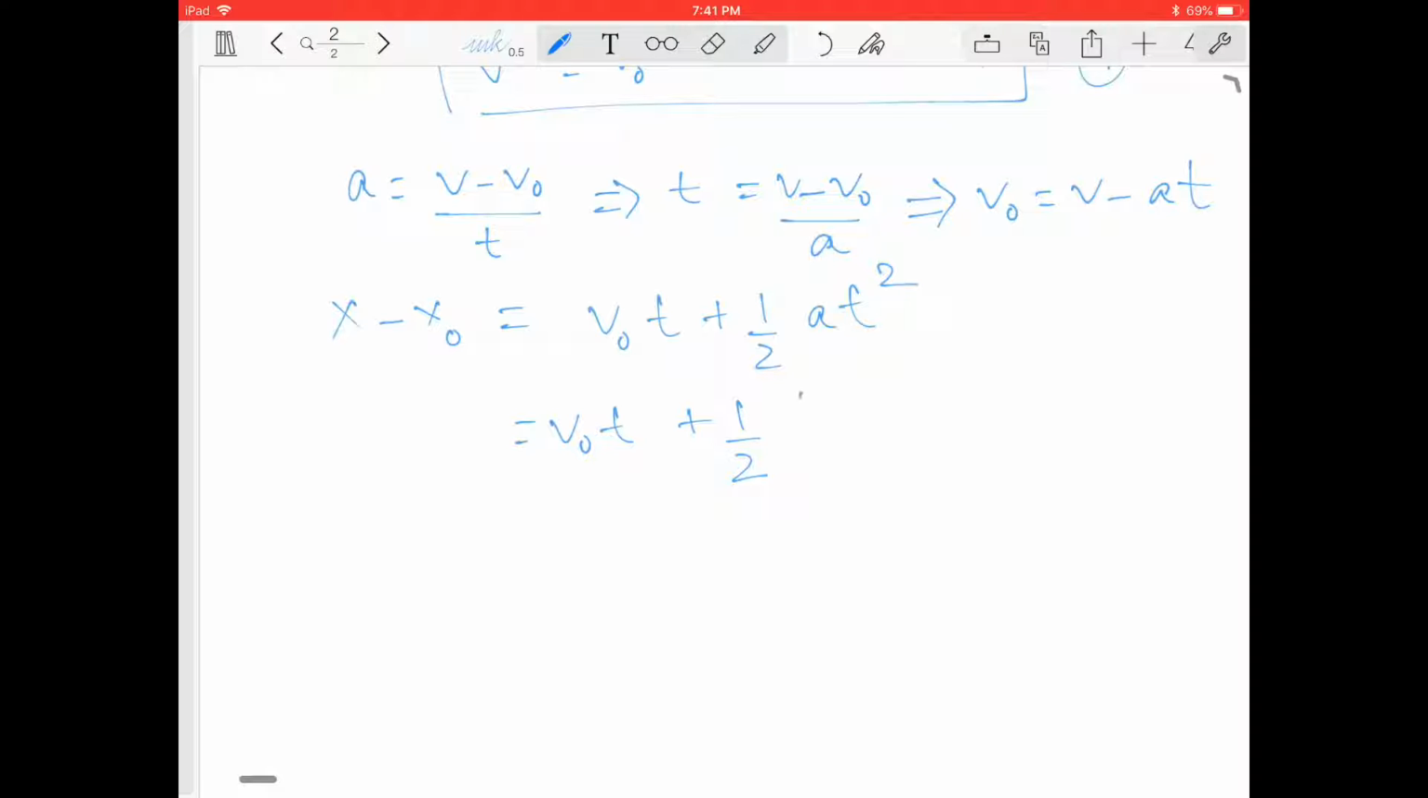If I replace that a in this equation, we get v initial t plus 1/2 times a, which is v minus v initial divided by t, times t squared, so t cancels out here. We get v initial t plus 1/2 vt minus 1/2 v initial t.